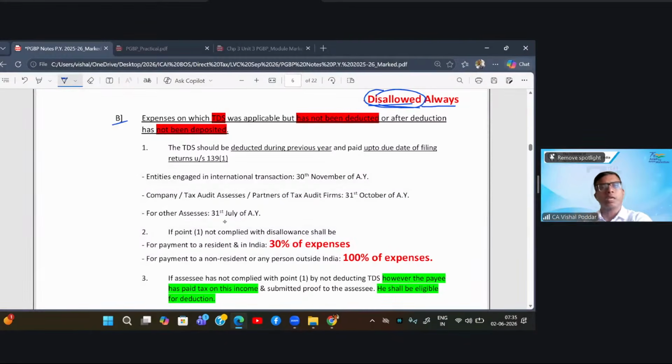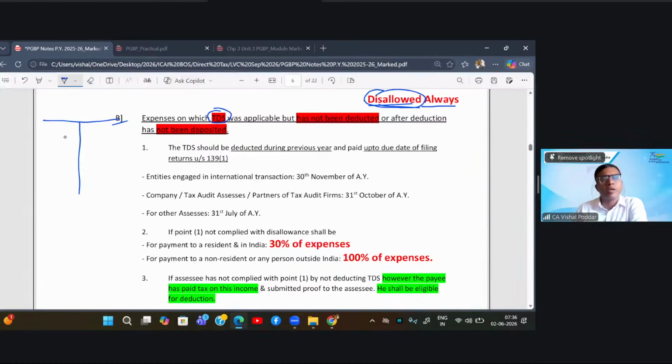Okay. Now, students, pay attention. What is this expense or restriction? Now, I'm sure you all know the concept of TDS. Under income tax, there is a concept called as tax deducted at source. What it means? Now, just visualize a trading P&L.